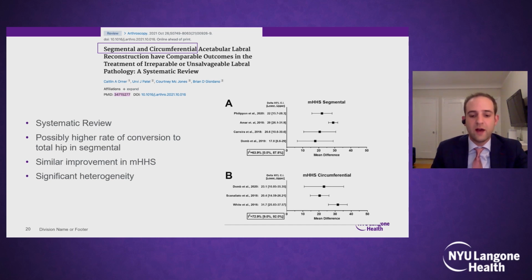The jury's really out on what technique is superior. There is a potential biomechanical benefit of circumferential reconstruction and potentially a higher rate of conversion to arthroplasty with segmental, but really there's no clear, convincing clinical data at this point.